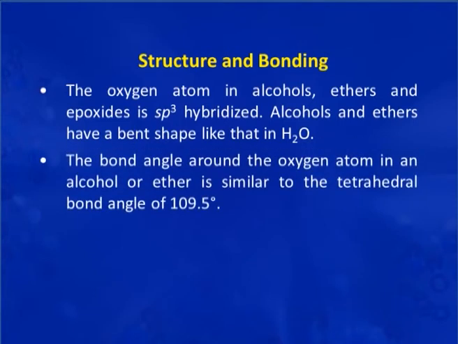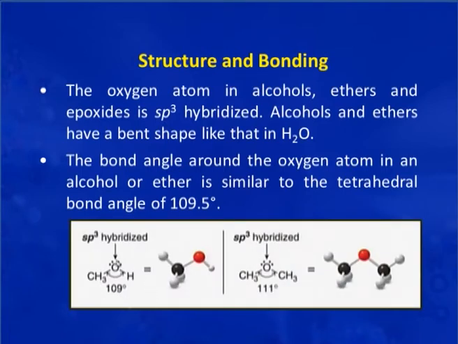The bond angle around the oxygen atom in alcohol and ether should be similar to the tetrahedral bond angle of 109.5, but it has been found that there is some deviation in this bond angle. Here is the molecule of methanol, where the COH bond angle is 109.5, and this is dimethyl ether, where the COC bond angle is 111, showing that there is deviation from the normal tetrahedral angle. Now the question arises why. We will discuss this question in the next slide.